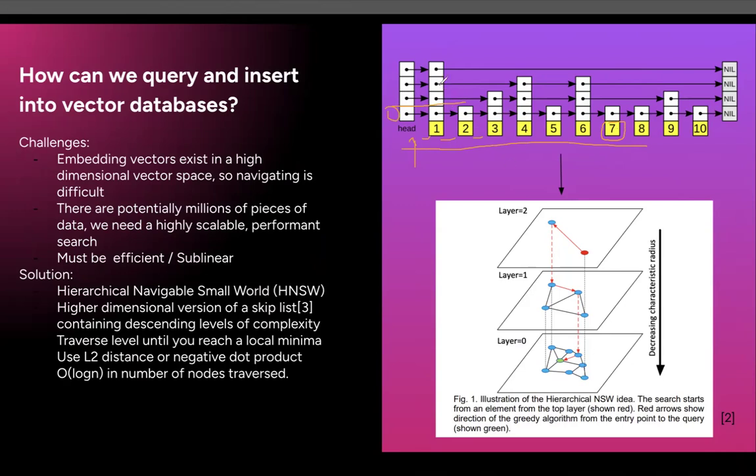That's a linear search. So the idea of a skip list is it kind of builds on this idea, but it has multiple layers. So it has layers 1, 2, and 3.